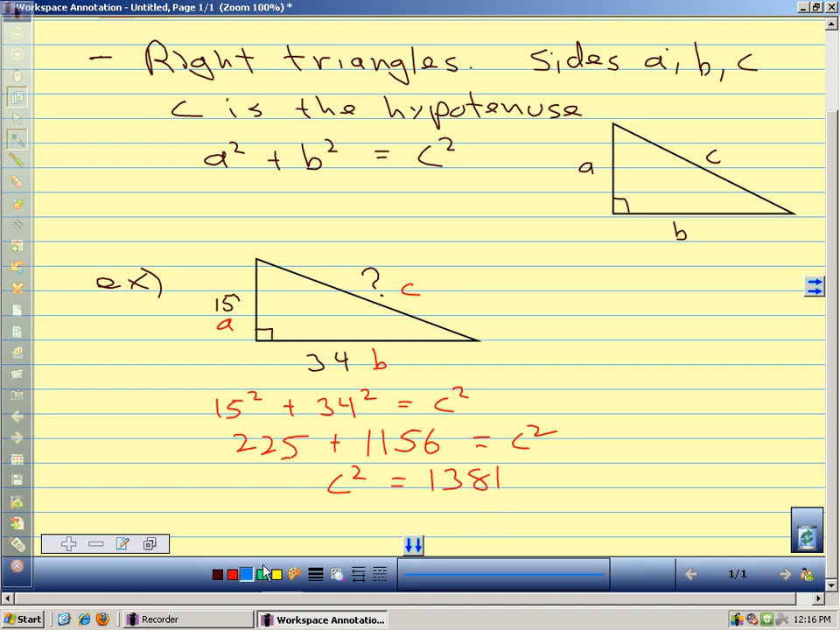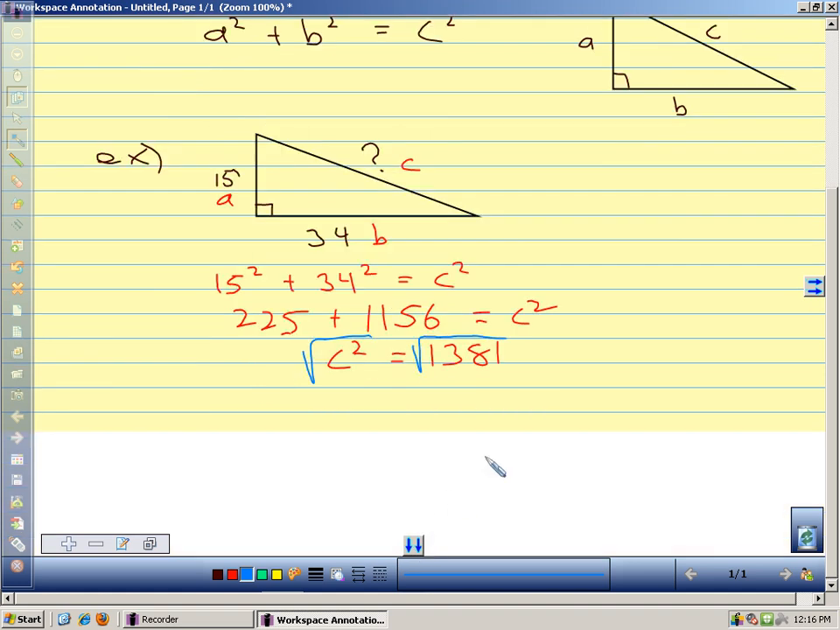And to solve this, what do I have to do? Square root. So take the square root of both sides. When I do that in my calculator, I get C is about, if I round it off, 37.16. And my units, we're talking about length, so that'd be 37.16 units. So this one was pretty straightforward. I just plug my numbers in and calculate.